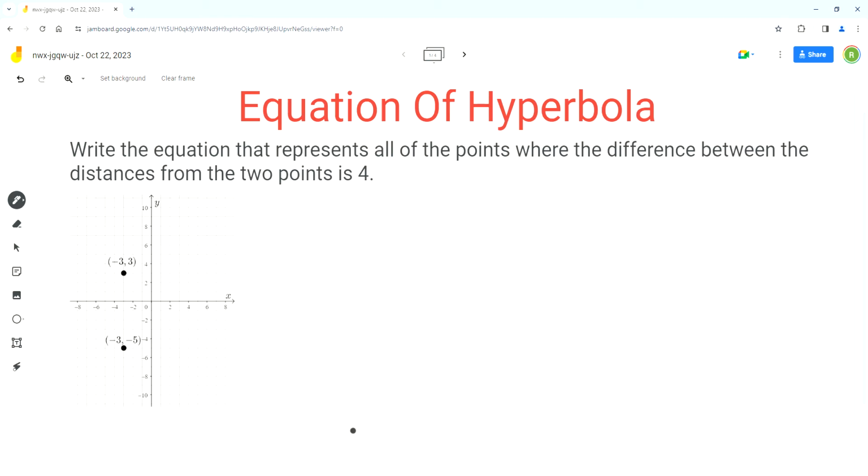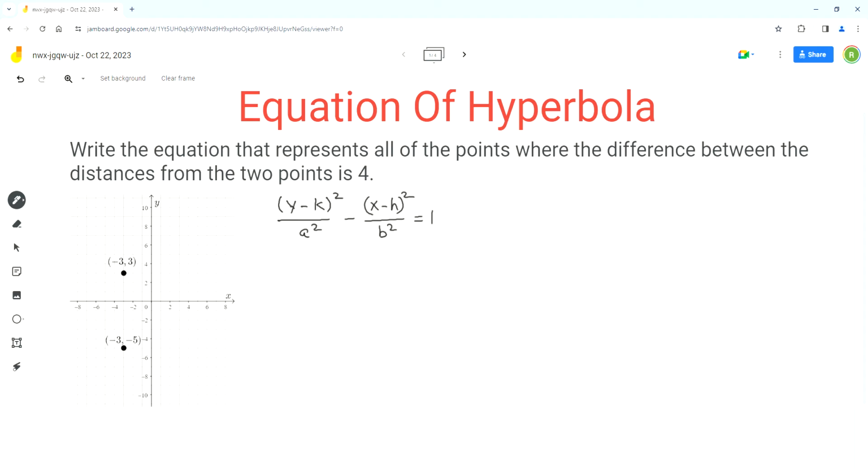So therefore, the equation that can be used to represent this hyperbola is (y minus k) squared over a squared minus (x minus h) squared over b squared equals 1. Now in this equation, the h and the k represent the center of the hyperbola. So the first thing we'll do is to find the center of these two given points, and that's the center of our hyperbola.